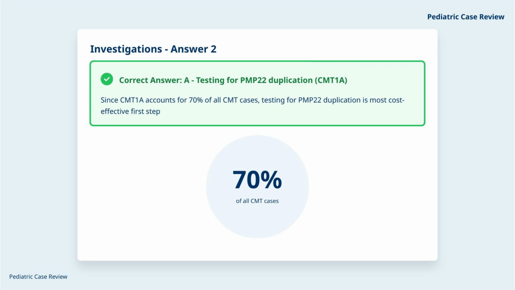Testing for PMP22 duplication, which causes Charcot-Marie-Tooth type 1A. Since this genetic abnormality accounts for approximately 70% of all Charcot-Marie-Tooth cases and about 90% of Charcot-Marie-Tooth type 1, it is the most cost-effective first test. If negative, broader testing with a complete Charcot-Marie-Tooth gene panel would be the next step, rather than proceeding directly to more expensive whole genome sequencing.